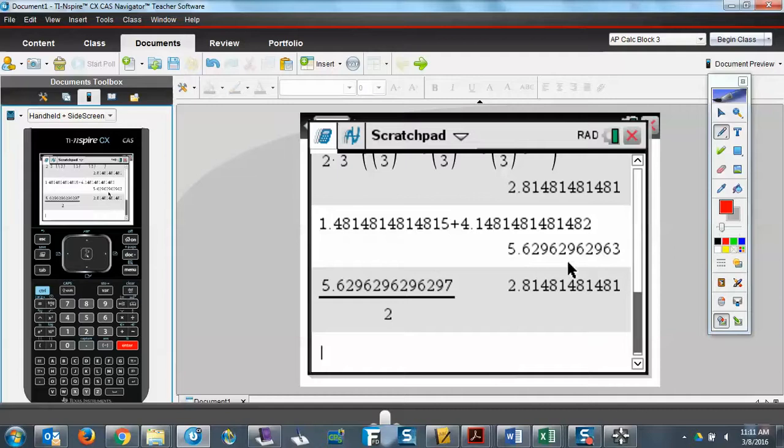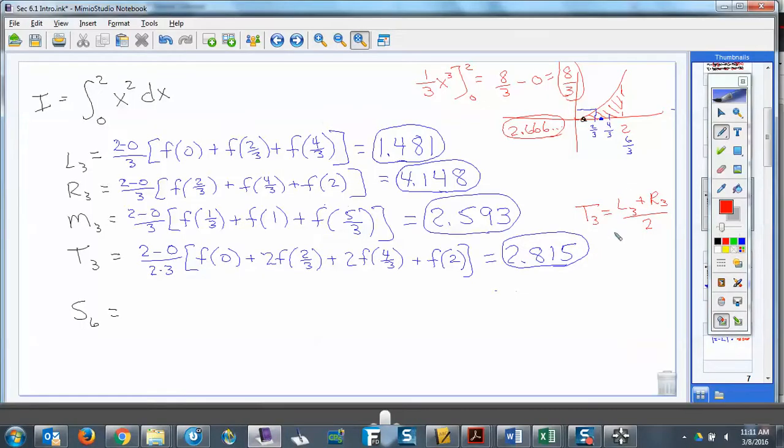And sure enough, look what I get. 2.815. Exactly what we got when we did the trapezoid and wrote it out. Same thing. Okay, now let's practice our S6, because this is the one your eyes were all glazed over when I was doing it earlier.